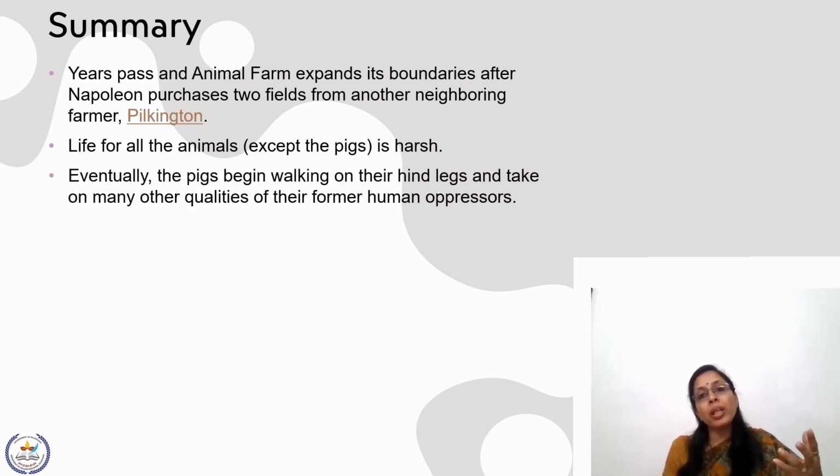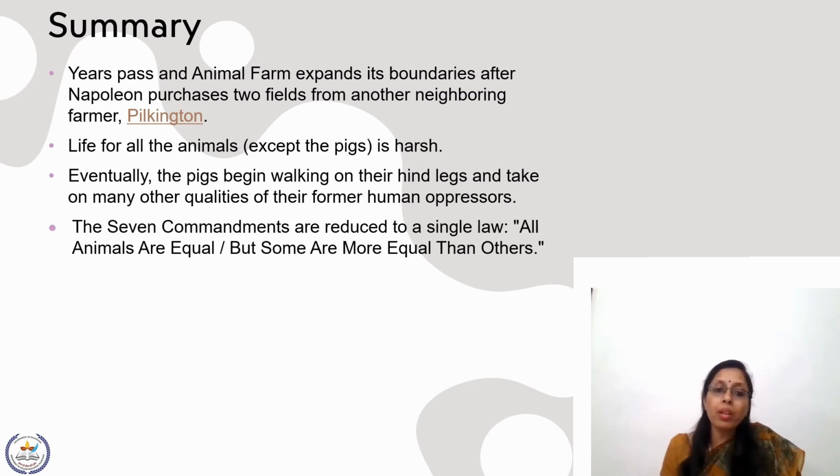And eventually the pigs begin walking on their hind legs. So the maxim of animalism said that 4 legs good and 2 legs bad. But as time passes, the pigs start imitating human beings, and they take on many other qualities of the former human oppressors. So they start resembling human beings in their behavior. And the 7 commandments are reduced to one single law, and that law is: all animals are equal, but some are more equal than others. There cannot be a more powerful line to define the corruption of the ideals of communism than this one.